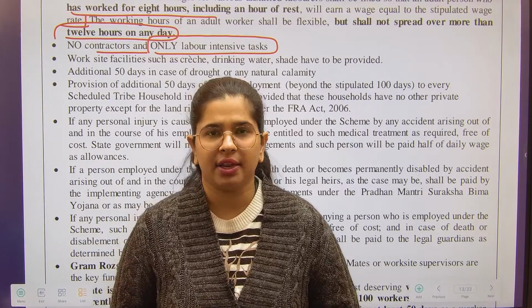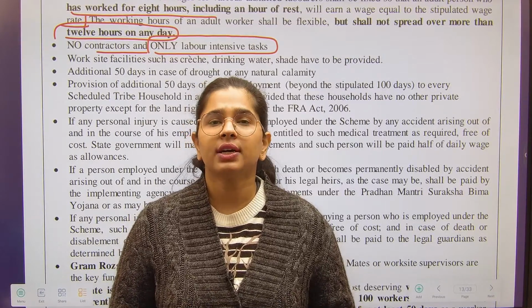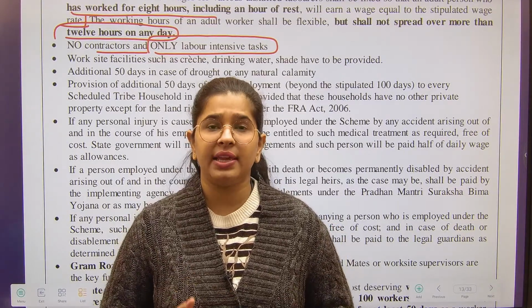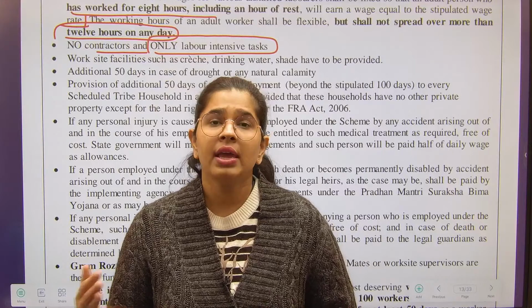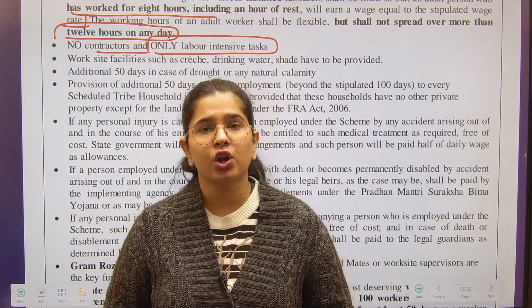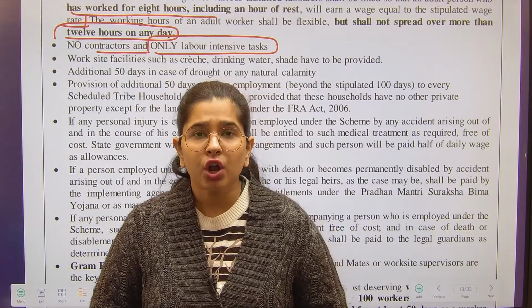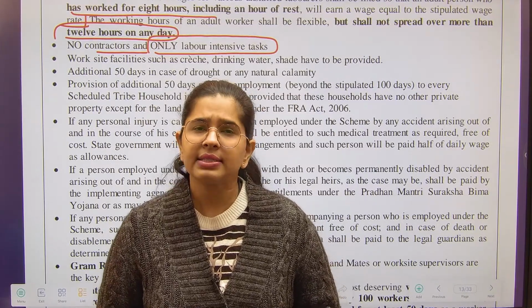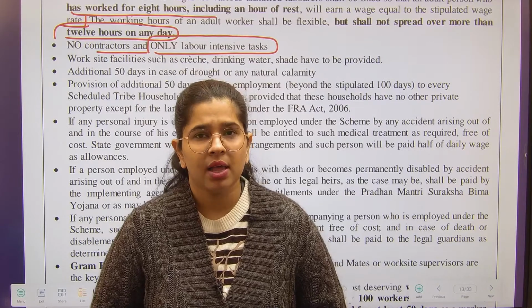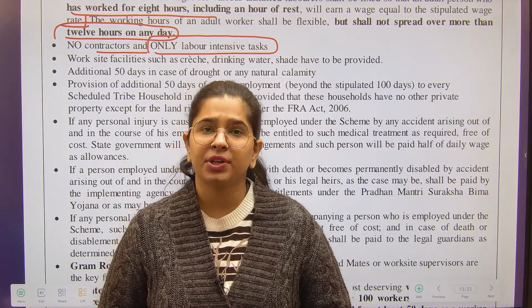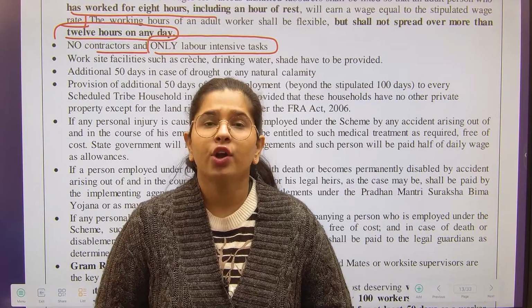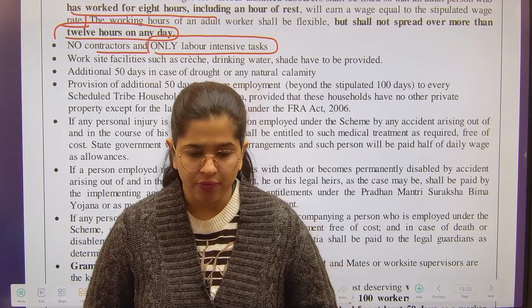Audit means checking, to check. So once the work is complete, and not just after the completion, even in between, at intervals, social audit is conducted. Social audit conduction is the purview of the Gram Sabha. So Gram Sabha performs this particular function. There are social audit units which are being created in order to check the progress of work.